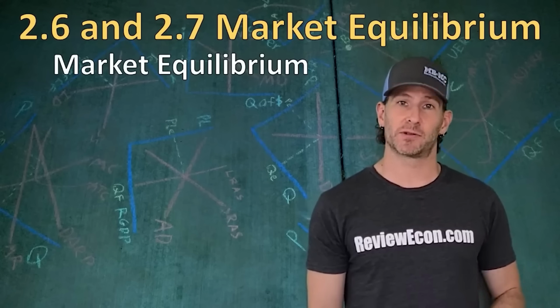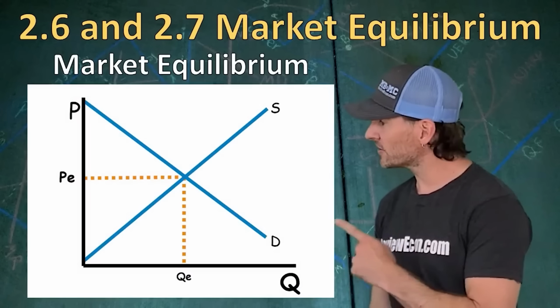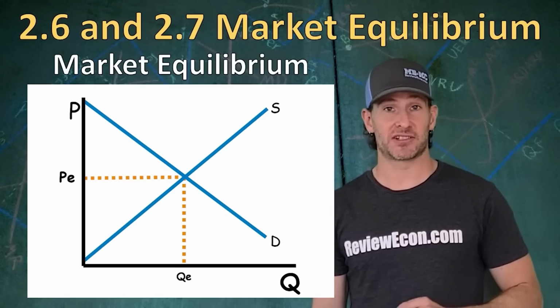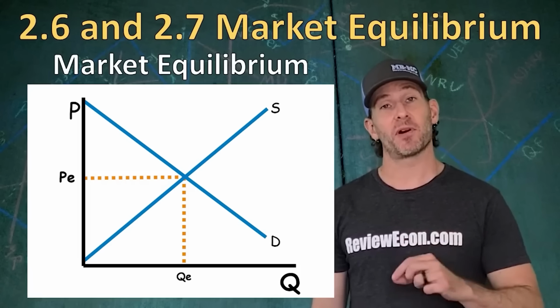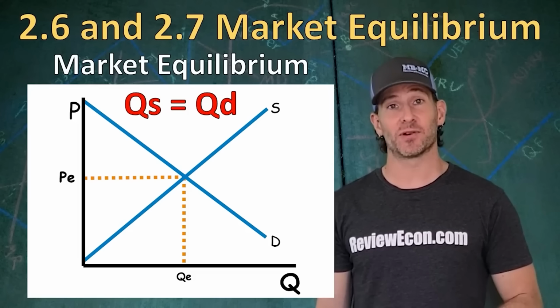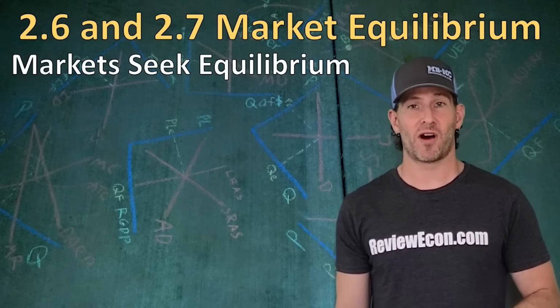We find market equilibrium when we mix supply and demand on the same graph. Where the two curves intersect gives us our equilibrium price and equilibrium quantity. It's the price where the quantity supplied equals the quantity demanded. The market seeks that equilibrium price and quantity.